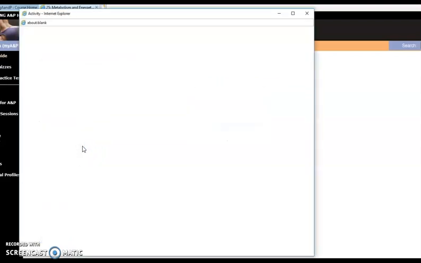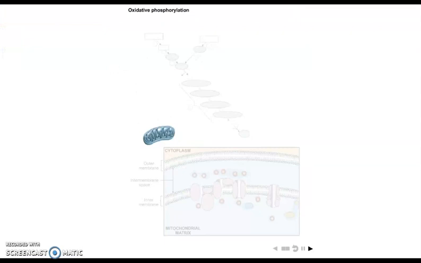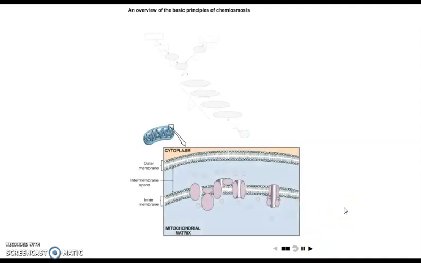Our last step, oxidative phosphorylation. Here's my mitochondria, the double membranes. I like this picture because it does show the inner membrane with our electron transport chain and our enzyme in it. It also shows the inner membrane space where our protons build up, and it shows our outer membrane, the outside membrane on the mitochondria. Therefore, when we build up the concentration of protons, they have to run back in. They can't just escape into the cytoplasm.